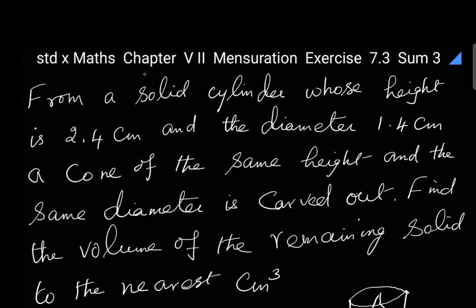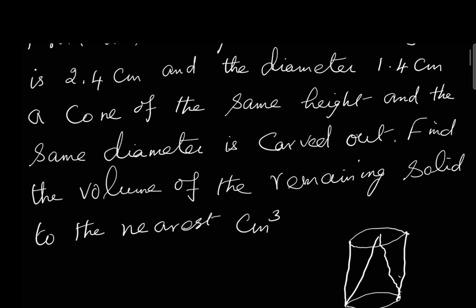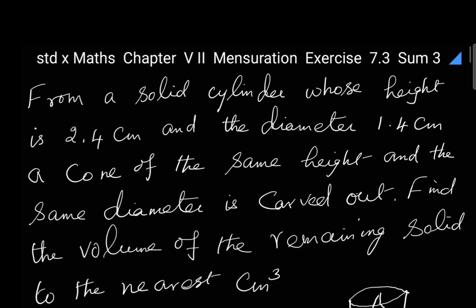Standard 10th Maths, Chapter 7, Mensuration, Exercise 7.3, Question number 3. From a solid cylinder whose height is 2.4 centimeter and the diameter is 1.4 centimeter, a cone of the same height and the same diameter is carved out. Find the volume of the remaining solid to the nearest centimeter cube.